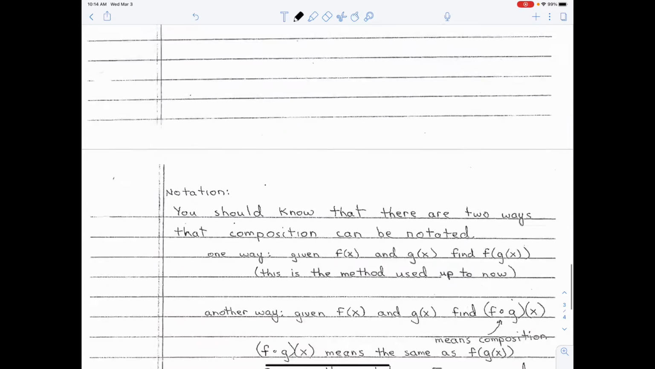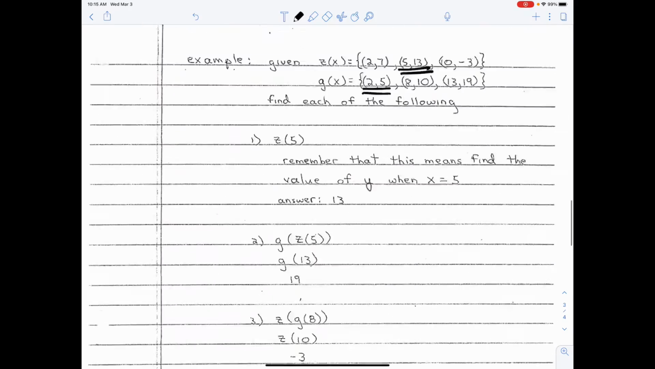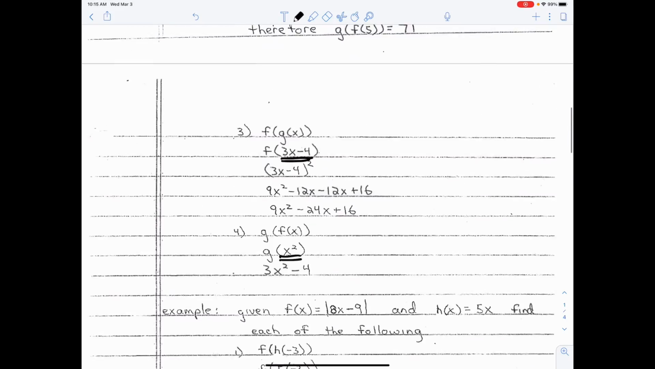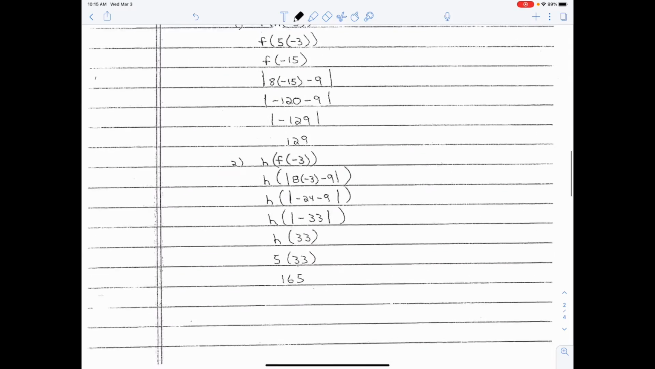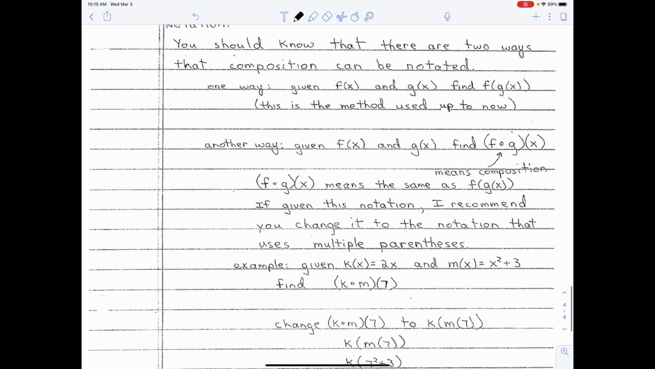Now, something very important about notation. Okay? There are two ways that composition can be notated. Notice what I did in all of these problems is I used parentheses. That's the way I always notate it, okay? But there is another way to notate it, and you should understand Alex may give you the other notation also. It gives you both, okay? So I've shown you the way with parentheses. What's the other way? Right here.